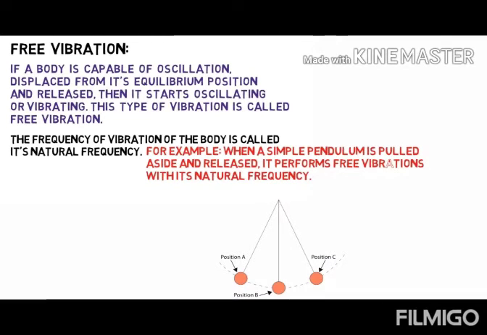In free vibration, the body at first is given an initial displacement and the force is then withdrawn. The body starts vibrating and continues the motion on its own. No external force acts on the body further to keep it in motion. The frequency of vibration of the body is called its natural frequency. For example, when a simple pendulum is pulled aside and released, it performs free vibrations with its natural frequency.